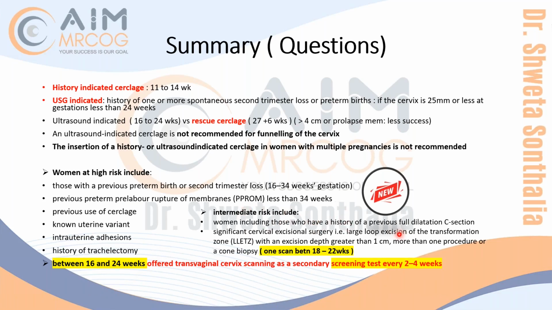In intermediate, it's full dilatation caesarean section, one thing, and LEEP with a depth greater than 1 cm. Please be careful. They will give you a question: LEEP with an excision depth of 7 mm. In that case, she is not at more risk of preterm. You will not monitor her. If more than 1 cm only, you will monitor. If more than one procedure, meaning more than one LEEP, you are going to monitor. If cone biopsy, you are going to monitor.